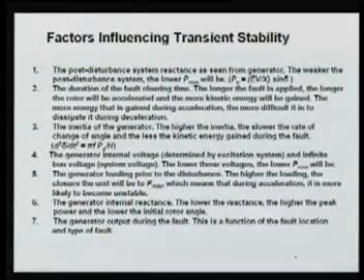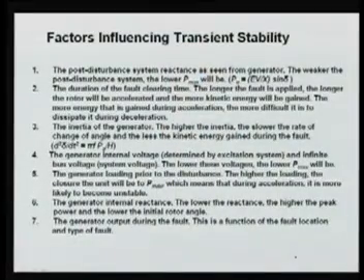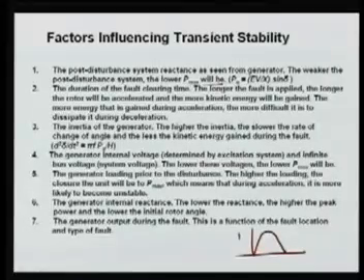The first factor which influences the transient stability is the post-fault disturbance reactance as seen from the generator, I mean the impedance seen by the generator. The weaker the post-disturbance system, the lower the P max will be. We saw in our previous slides the P E versus angle delta curve. Once one line was tripped, we had less stability margin, as I explained at that time.